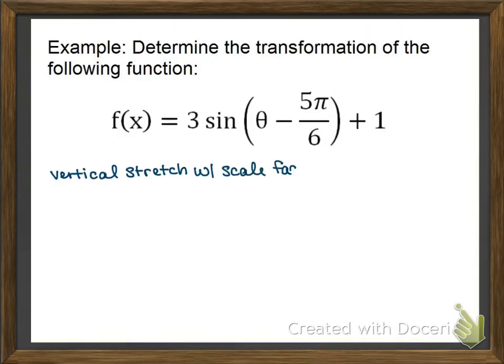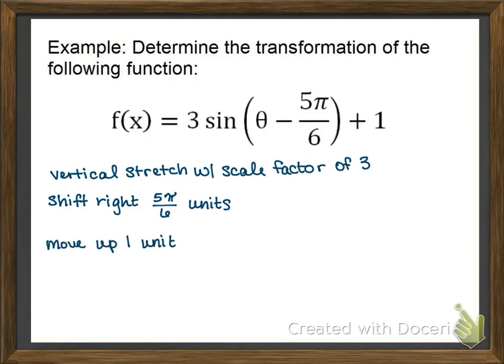So then here, finding the transformations, you have a vertical stretch with a scale factor of 3 because that is where the A value is. You're going to move to the right 5 pi over 6 units. And then you have plus 1 at the end, so you're going to move up 1 unit. So again, very similar to transformations of quadratic functions. It's just now you're doing the same with sinusoidal functions.